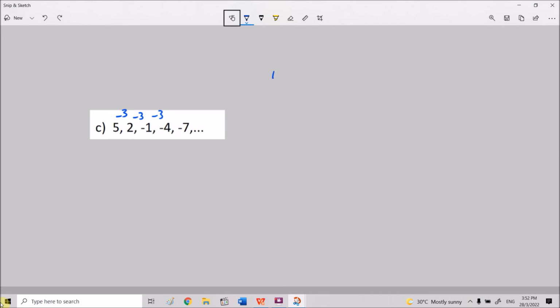And then if we want to write this out, we can write this as 5, 2, -1, -4, -7. 2 equals 5 minus 3, as stated here. Okay, 5 minus 3, you get 2. Then -1 is 2 minus 3. Okay, 2 minus 3. And the 2 here, you can replace the 2 with 5 minus 3, since 5 minus 3 is 2. So I take this, 5 minus 3, I substitute here, I get this.